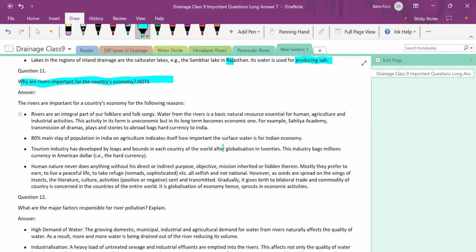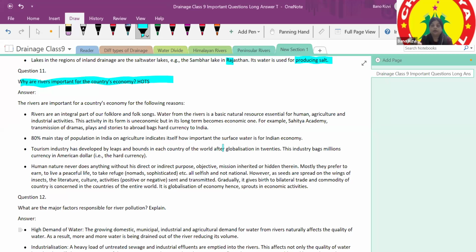However, as seeds are spread out on the wings of insects, the literature, culture, and activities sent and transmitted gradually give birth to bilateral trade. The commodity of a country is consumed in the countries of the entire world. It is globalization of economy, hence it sprouts economic activities.